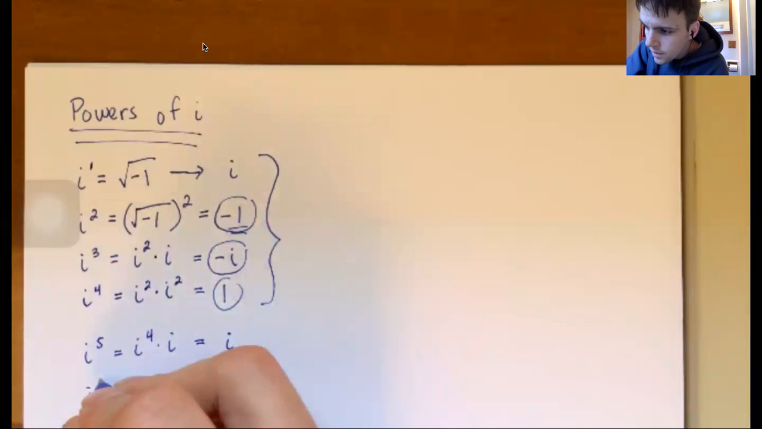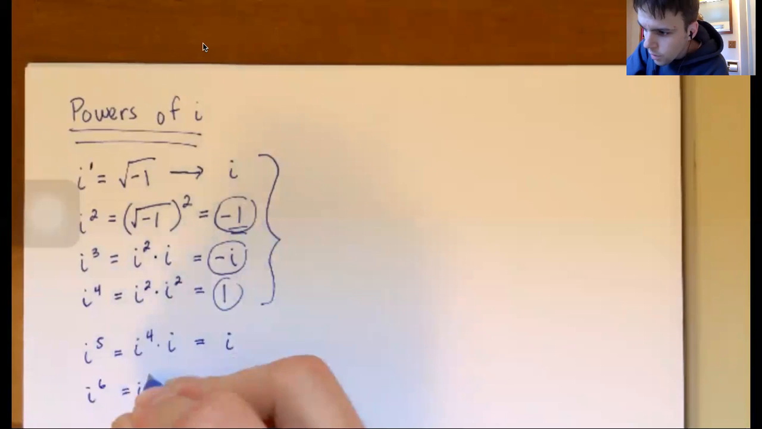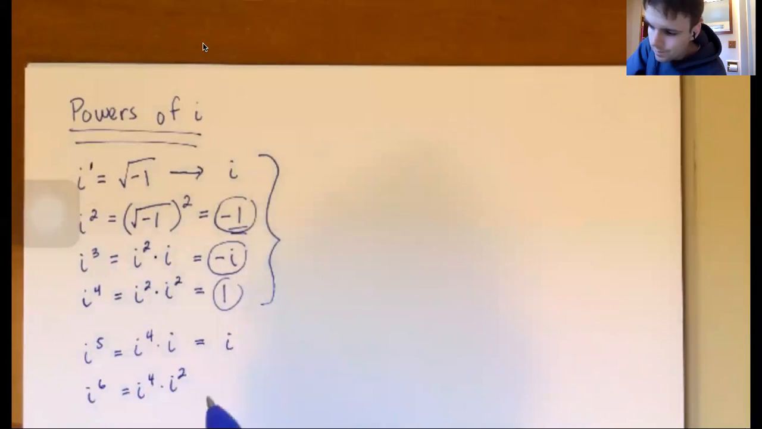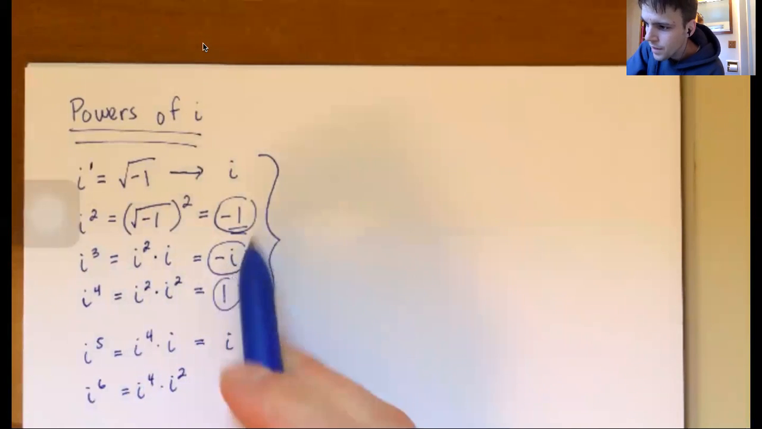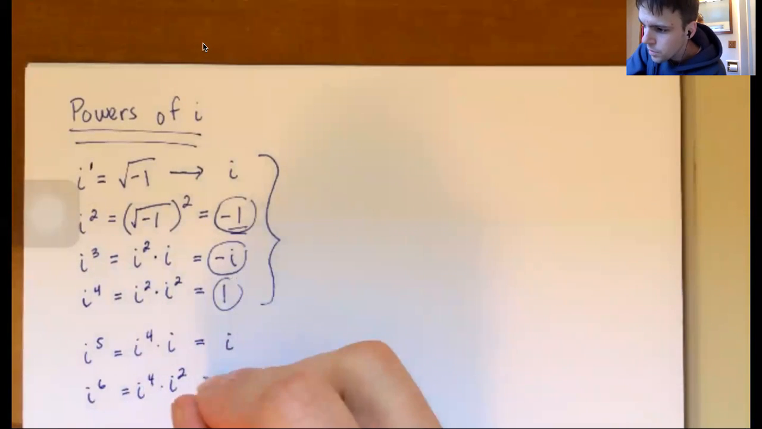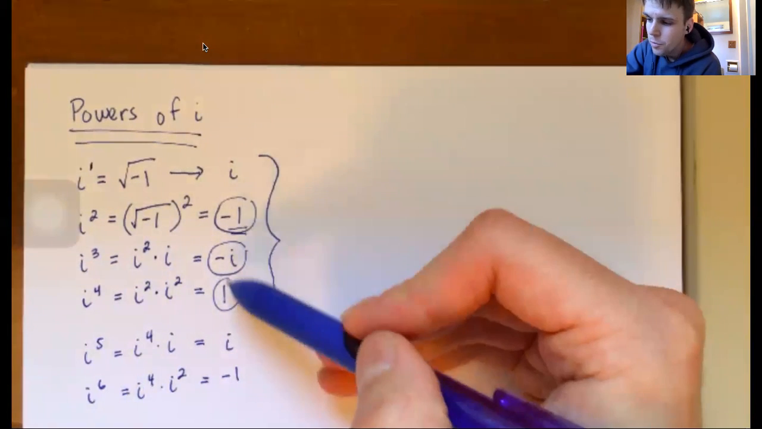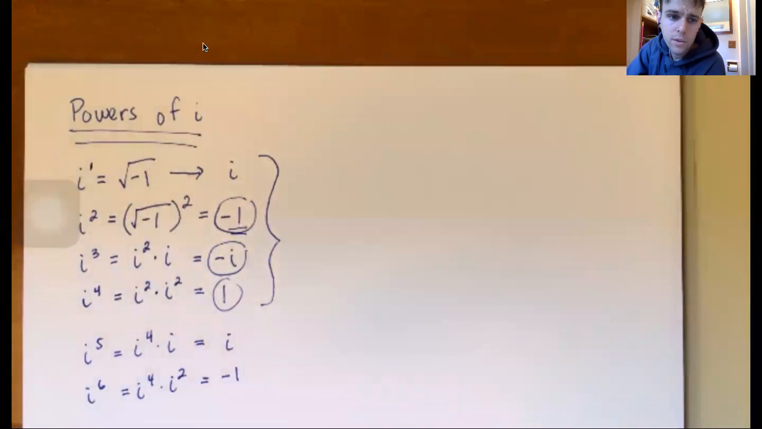i to the sixth is i to the fourth times i squared. i to the fourth again is 1, times i squared, -1. So this is just 1 times -1, -1. And you can see it's starting to repeat. It's going to keep going. I'm not going to keep going through them, but we'll do some examples to see how we use this to figure out even higher powers.